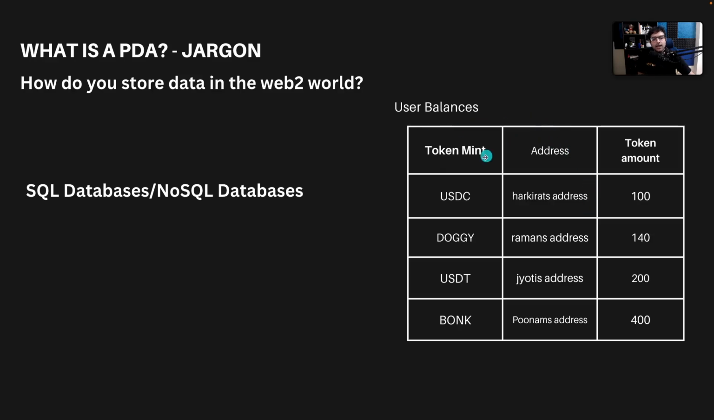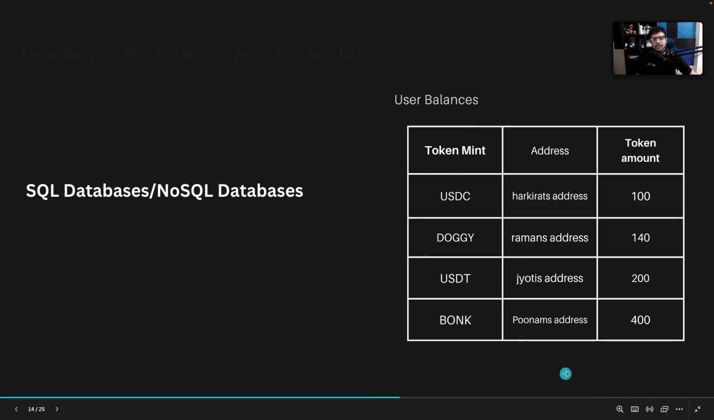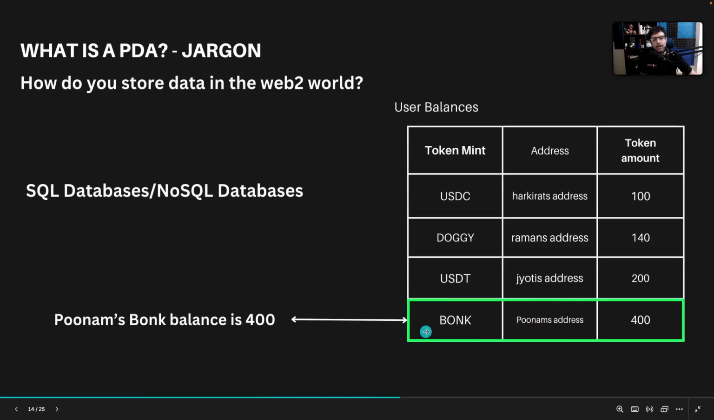Okay, Harkirat has $100 of USDC. Raman has 140 tokens of Doggy. Jyoti has 200 tokens of USDT. Poonam has 400 tokens of Bonk, so on and so forth. You would have a very big table which has millions of records, which stores everyone's balances. What does every row over here represent? For example, a single row like this represents Poonam's Bonk balance is 400.